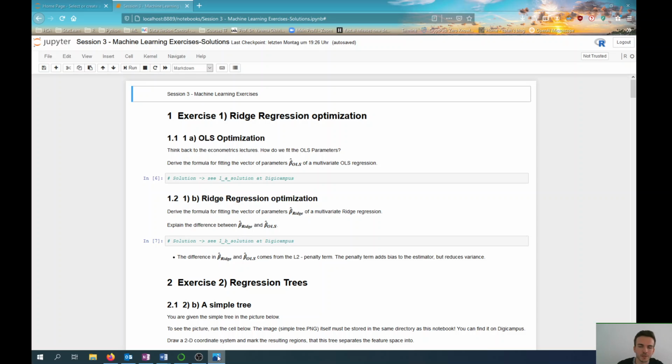In exercise 1, we will talk about the ridge regression optimization, and we begin with the OLS optimization in exercise 1a. So think back to your econometrics classes. How did you fit the OLS parameters? You will now derive the formula for fitting the vector of parameters beta hat OLS for multivariate regression.